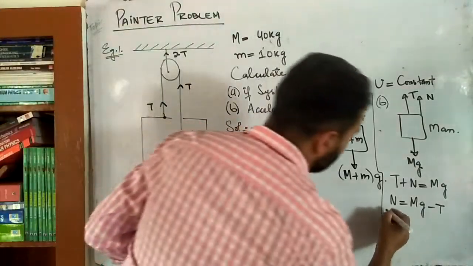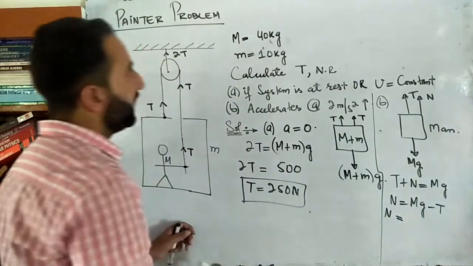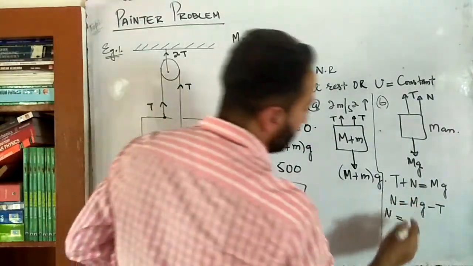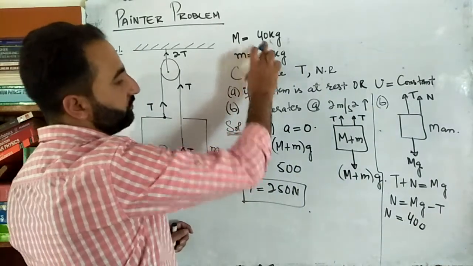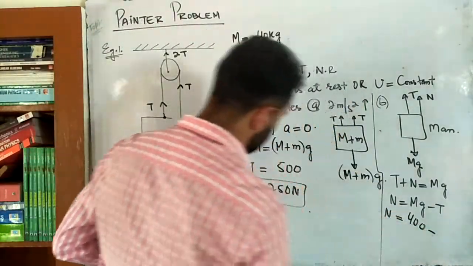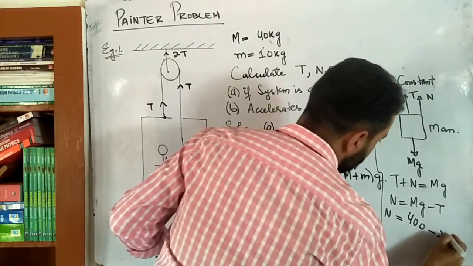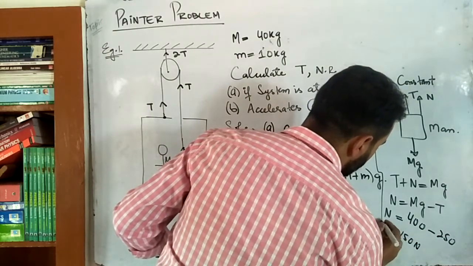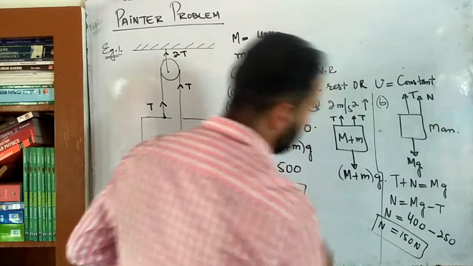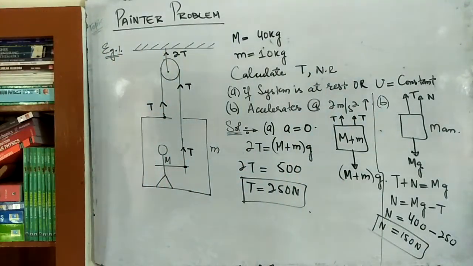So normal reaction will be equal to mg minus T. Now how much is this mg? Small m is how much? That's 40 into 10, this is 400. This is 40 mass, multiplied by 10 is 400, minus tension. We have calculated that, 250. So 400 minus 250 is how much? That's equal to 150 Newton. So this is the normal reaction. Simply like this.